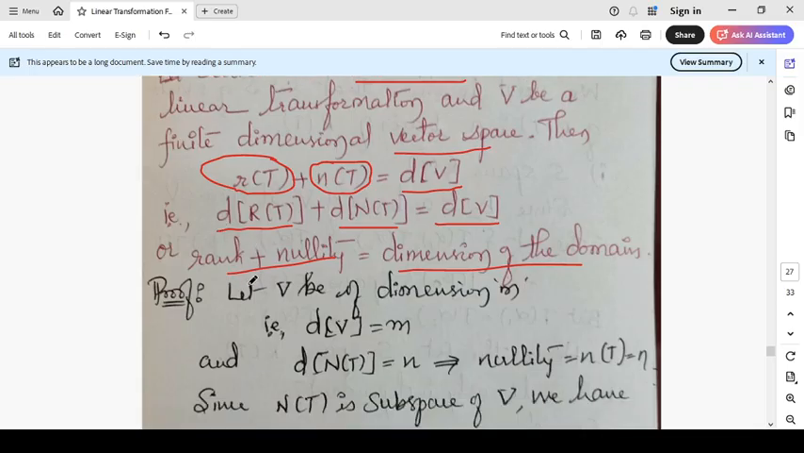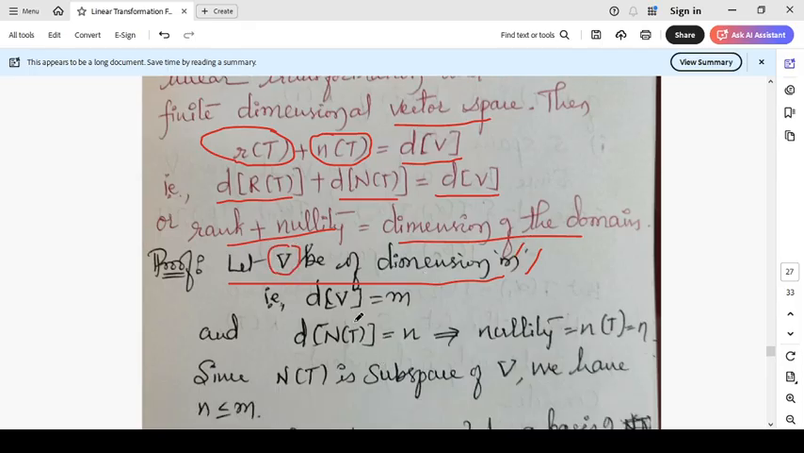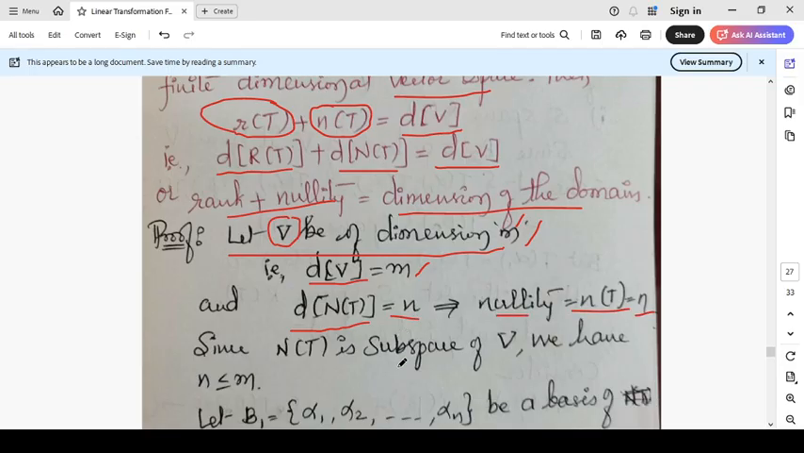So let us suppose that V has dimension m. The vector space V has dimension m, that is, the dimension of V is equal to m, and the dimension of N(T) is equal to n. We have taken it as small n. That is the nullity. Nullity is the dimension of N(T), and it is n.